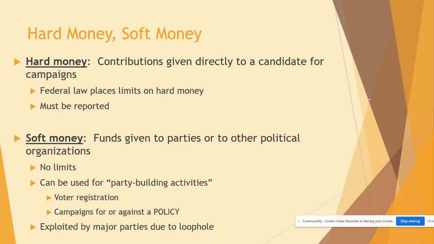Okay. All right. So when money is donated, it can be considered either hard money or soft money. Hard money is money that's given directly to a candidate for campaigns. And hard money is the money that is capped and monitored, right? So you can't give more than $2,300. That's hard money. That's money given directly to a person. Every single detail of hard money has to be reported, written down in detail and tracked.